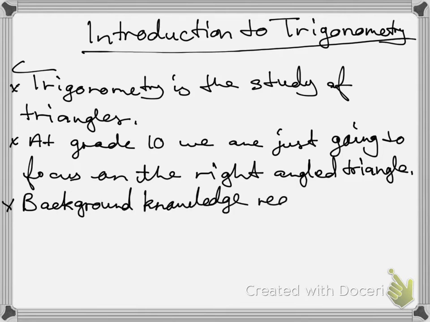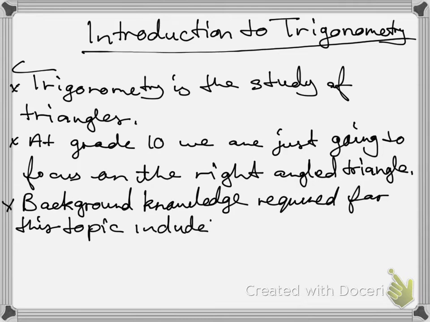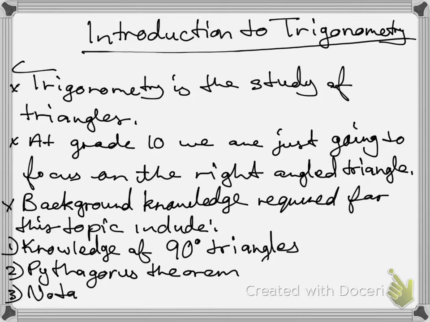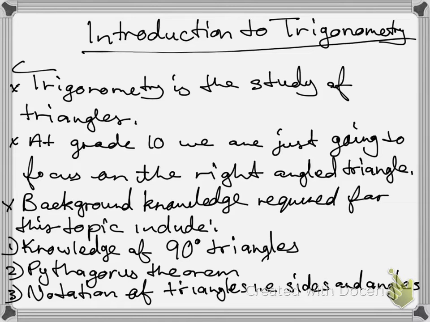The background knowledge that you need to have when we do trigonometry is, number one, some knowledge of triangles, general triangles, and specifically the right-angled triangle. And then you also need to be aware of your Pythagoras theorem and also the notations that are used when you are dealing with triangles. How do you write a side and an angle in short? Okay, so let's go on with that.